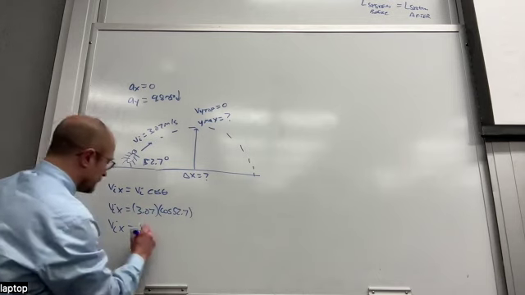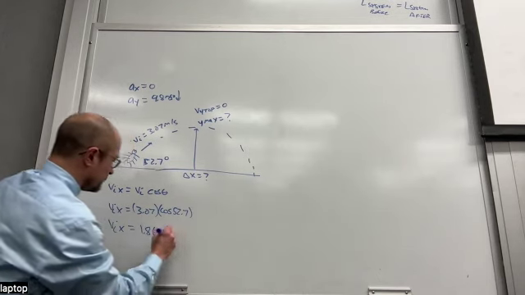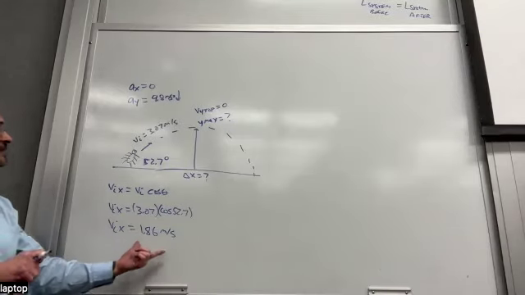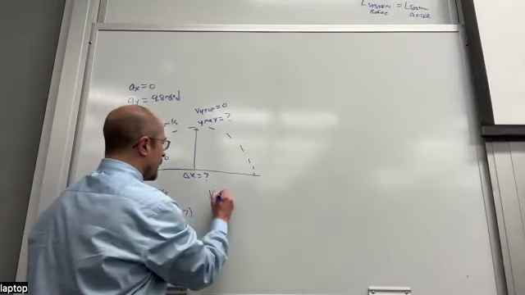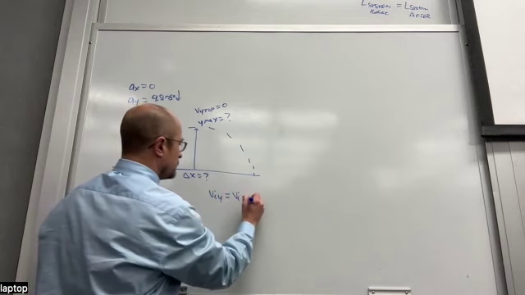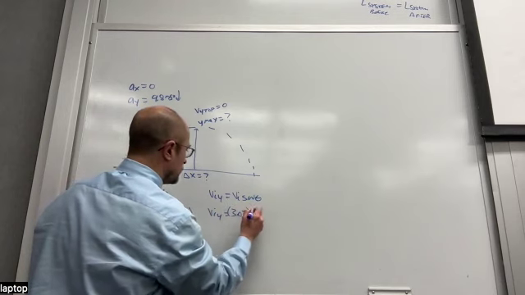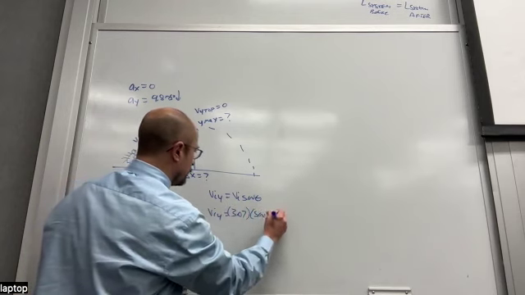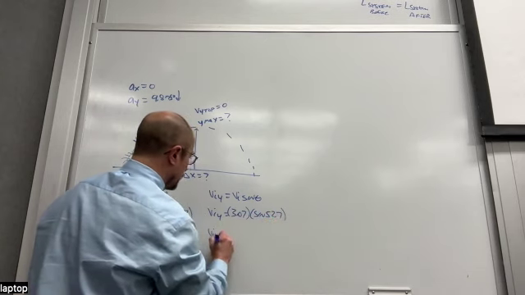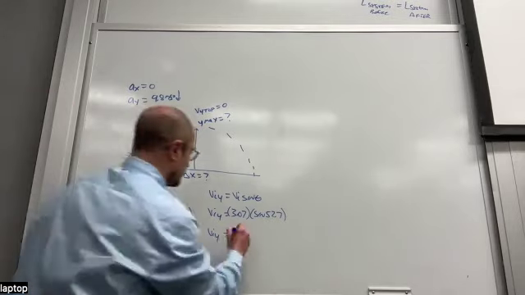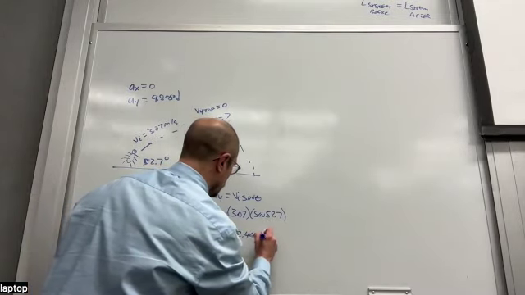1.86. So this is Vix, and then we know Viy is Vi sine theta. So Viy is 3.07 times sine of 52.7, which is 2.44.